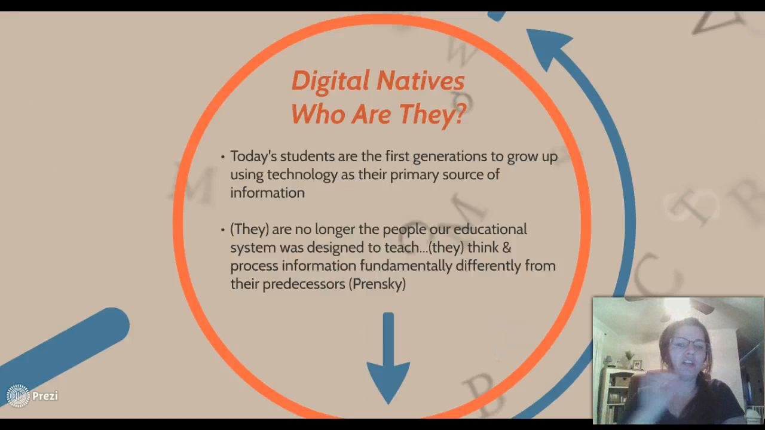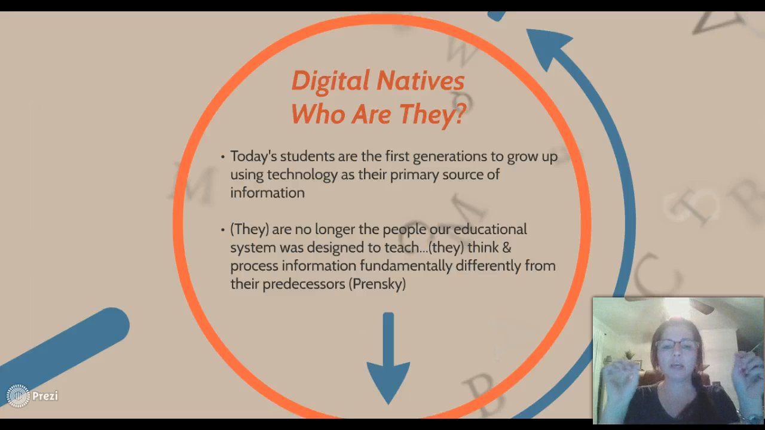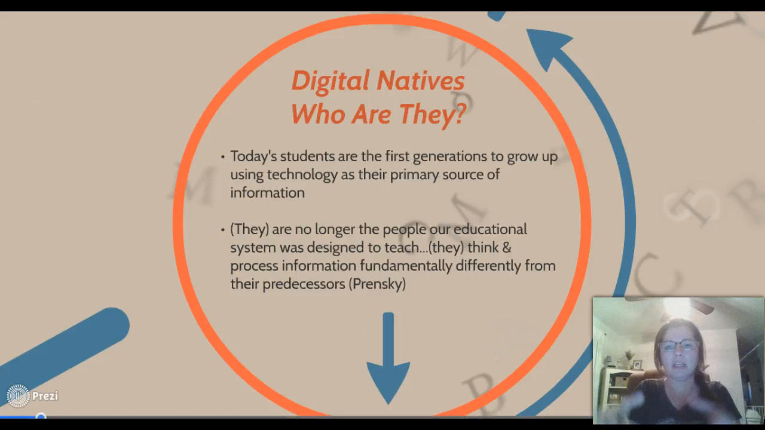Today's students are the first generations to grow up using technology as their primary source of information. These kids were born into it. They are no longer the people that our educational system was designed to teach, for that very reason. They think and process information fundamentally differently from their predecessors, and therein lies the problem. We are teachers trying to reach these students using techniques and methodologies that are no longer useful in their environment. We need to adapt to them.